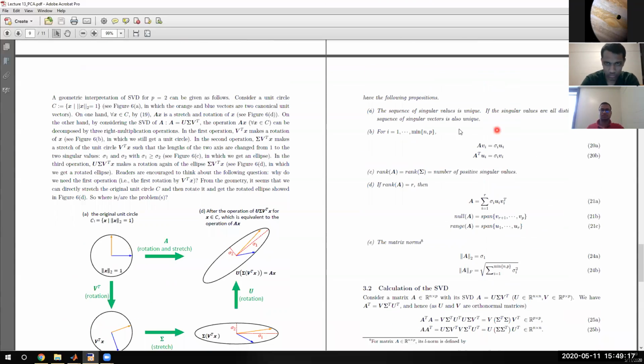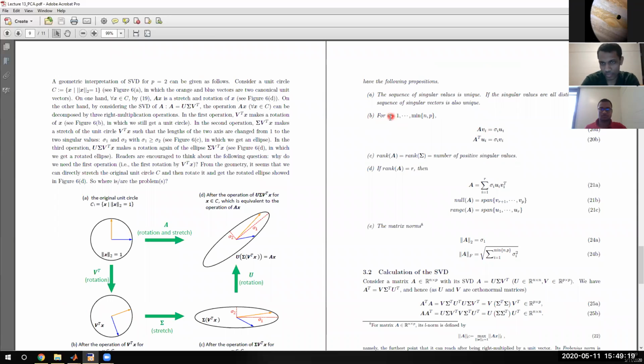And the second property is that for i from 1 to min of n, p, I must have AVi equal to sigma Ui and ATUi equal to sigma Vi. That's also very simple. Why? Because of this. Let me write. Let me change the color, make it more clear. Here you have A equals U sigma VT, right?